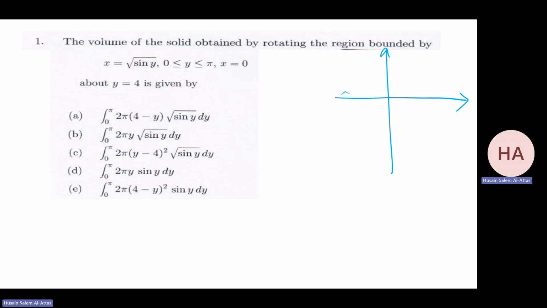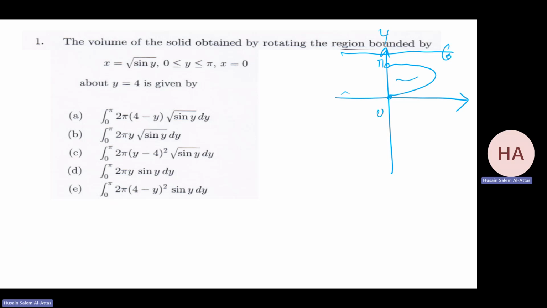Okay. Yeah, this one, if you think about it, at x equals 0, y equals sine 0 will be 0, and at pi, sine pi will be 0. So it's doing something like this. It's like the sine, but the other way. And they have x equals 0, which is the y-axis. I'm talking about this region, where y is between 0 and pi. About the line y equal 4. This is y equal 4. This is my line, this is my axis.